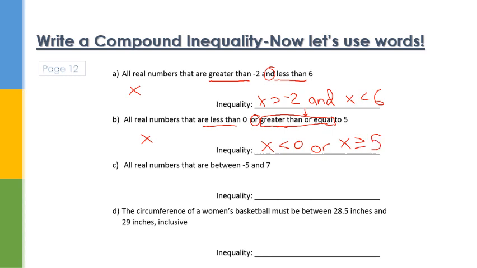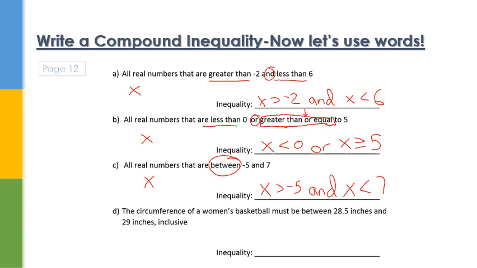For C, again, all real numbers that are between. So when we hear that word between, again, think and, okay, that are between -5 and 7. So again, we want numbers that are between there. So x is greater than -5 and x is less than 7. Okay, and clearly it says between them.